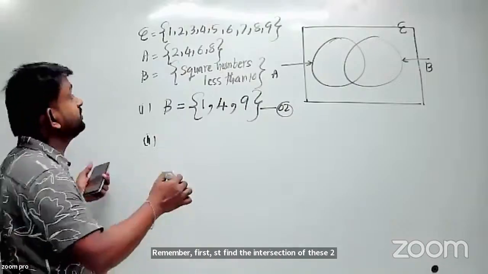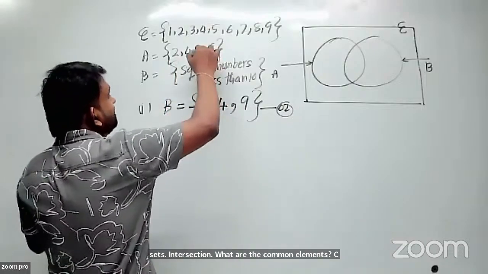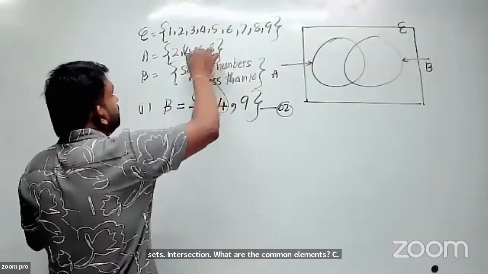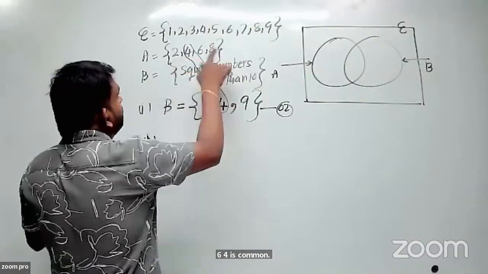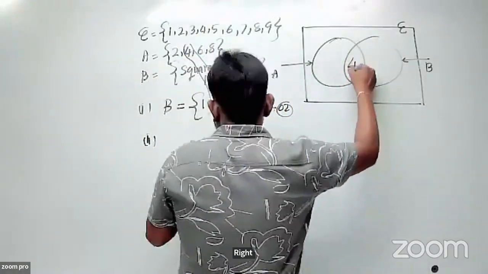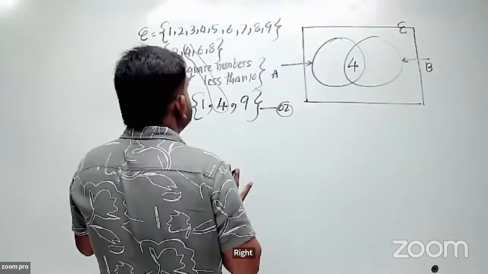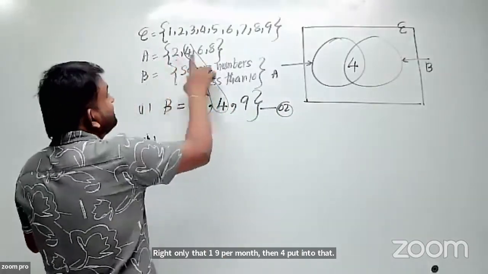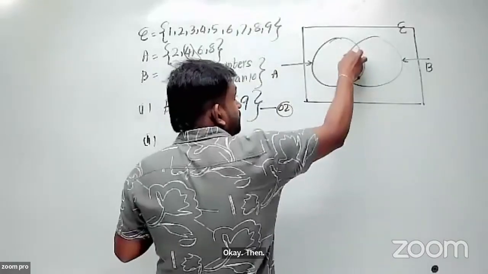What are the common elements? See, 4 is common, right? Only 1 and 9 are not common. Then 4 goes into the intersection. Okay. Then for set A, except that, put the intersection first.